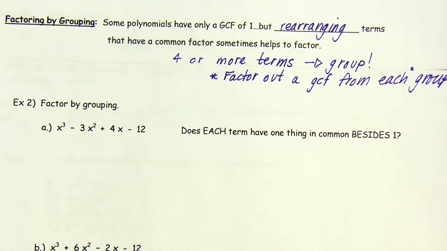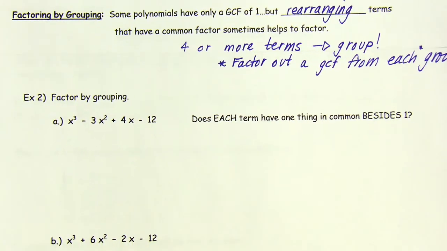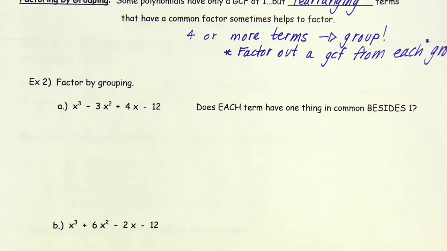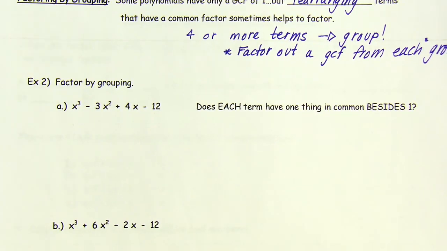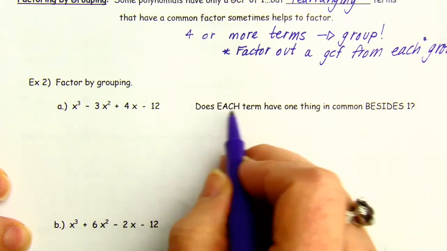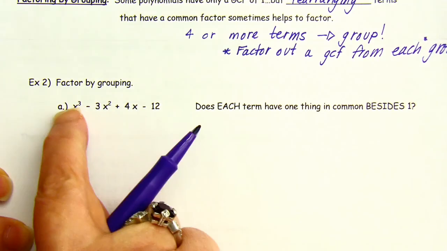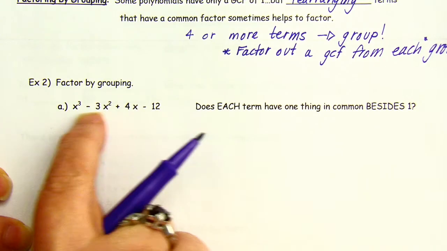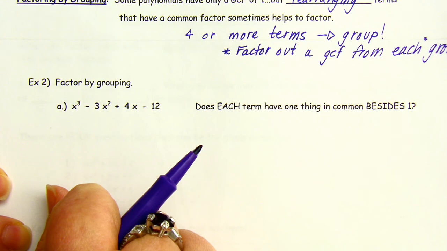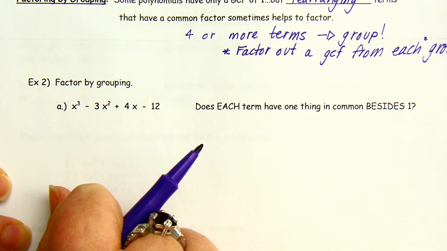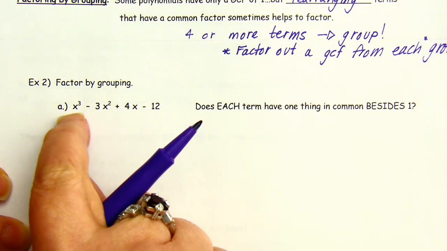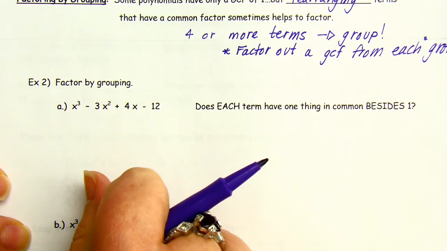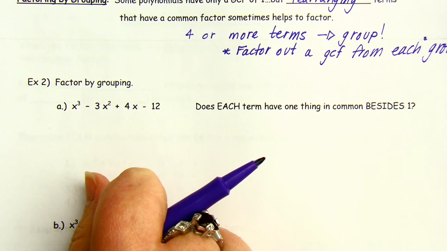All right, so let's look and see how we set this up. The directions tell us to factor by grouping, but the directions aren't always going to tell you to factor by grouping. You have to know if there's more than 3 terms, actually if there's 4 or more terms that you are going to have to group. So I look here and I say, does each term have one thing in common besides 1? All 4 of them together do not have one thing in common other than 1. And so I have to group. There is no GCF. Sometimes though, there's a GCF in all 4 terms. You might want to see if you could pull that out first. It makes the factoring easier when you take a GCF out.